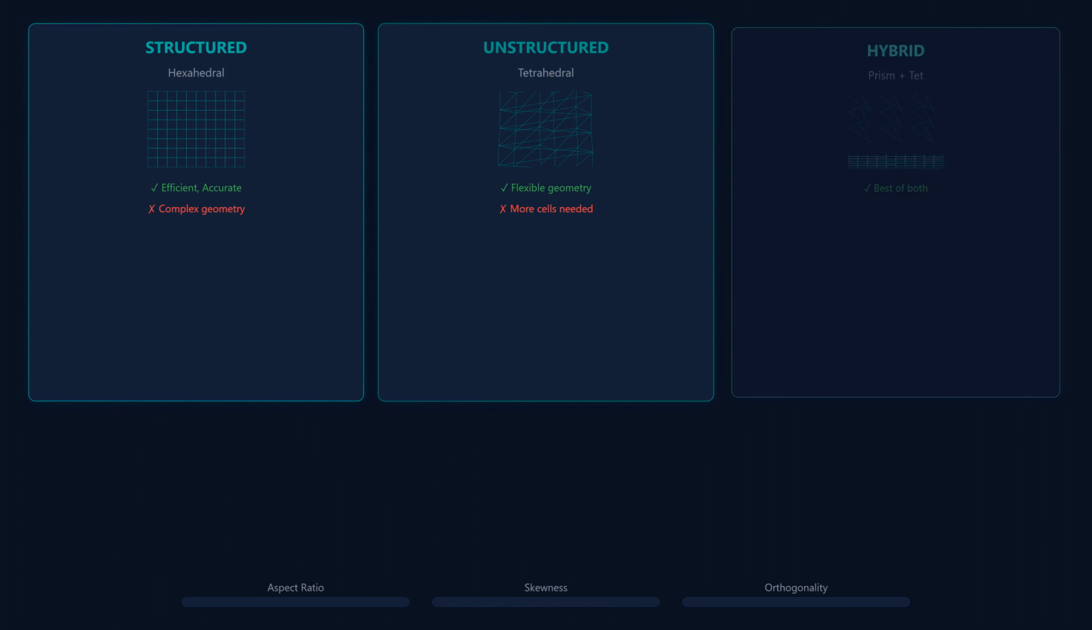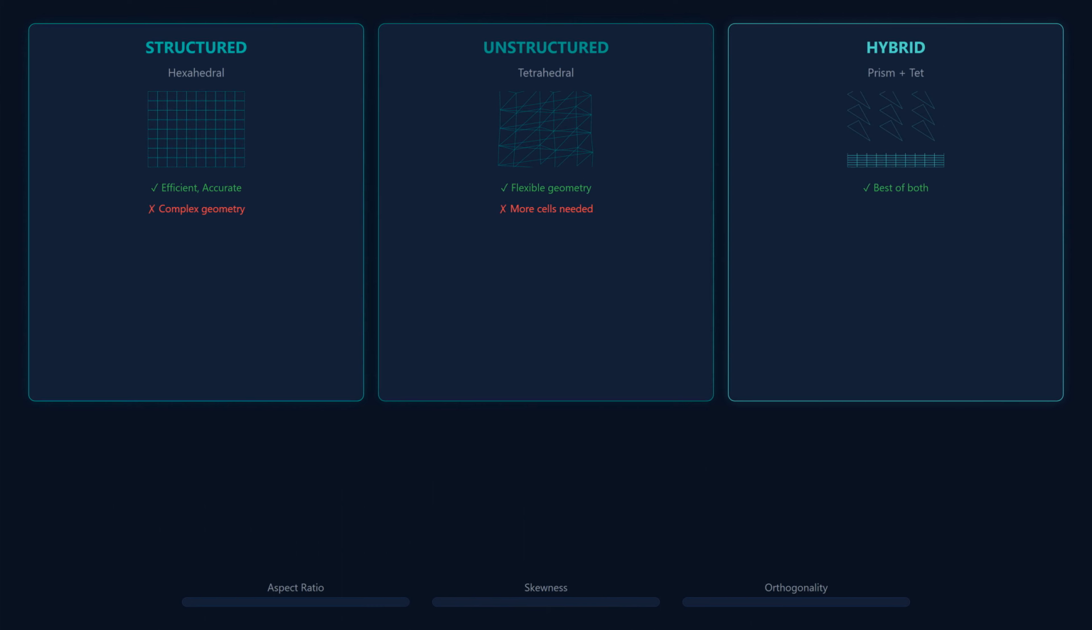Before you solve anything, you need a mesh. Divide the fluid domain into cells, each storing velocity, pressure, and temperature values. Structured meshes use regular hexahedral cells, efficient and accurate, but hard to fit around complex shapes. Unstructured meshes use tetrahedral cells that conform to complicated geometries, but need more cells. Most real simulations use hybrid approaches.